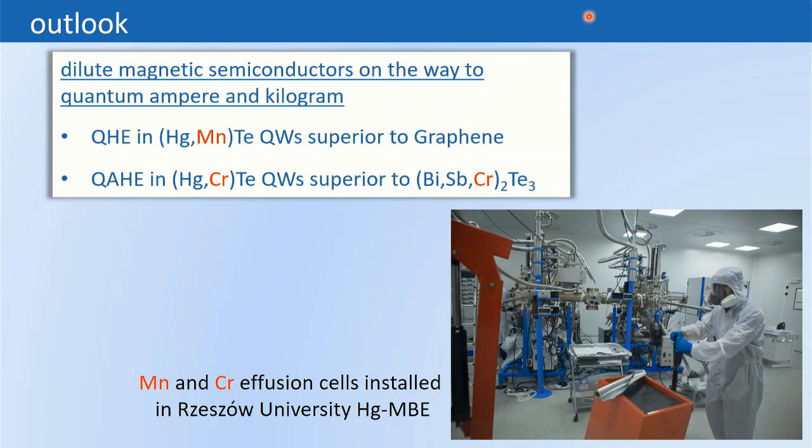Outlook. Dilute magnetic semiconductors are on the way to the quantum ampere and quantum kilogram. The quantum Hall effect looks to be superior in mercury manganese telluride compared to graphene. And the quantum anomalous Hall effect in mercury chromium telluride is expected to be better than in bismuth, antimony, chromium, tellurium, which is used up to now. And actually, mercury MBE is available in Rzeszów, and we have already installed, with Tomek Wojtowicz, a manganese and chromium effusion cell, and assuming that we find very motivated people, we hope to create a very good resistance standard from mercury manganese telluride and mercury chromium telluride.